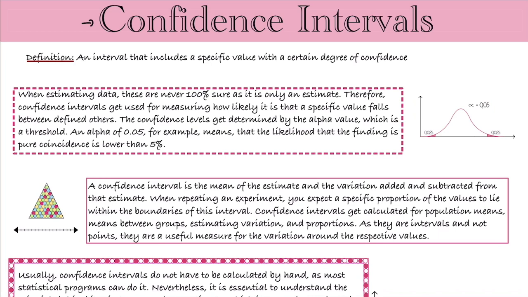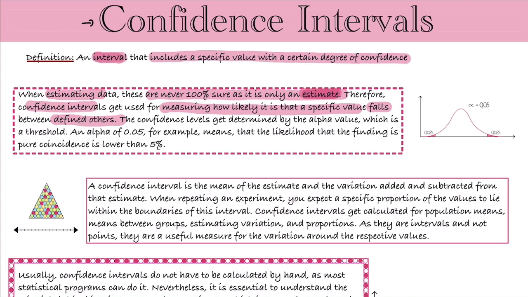So confidence intervals are an interval that includes a specific value with a certain degree of confidence. Well, what does this mean? So if you're estimating data, you can never be 100% sure that this data is correct because it's only an estimate. And therefore, we use confidence intervals to measure how likely it is that a specific value falls between those that were defined as the confidence interval.